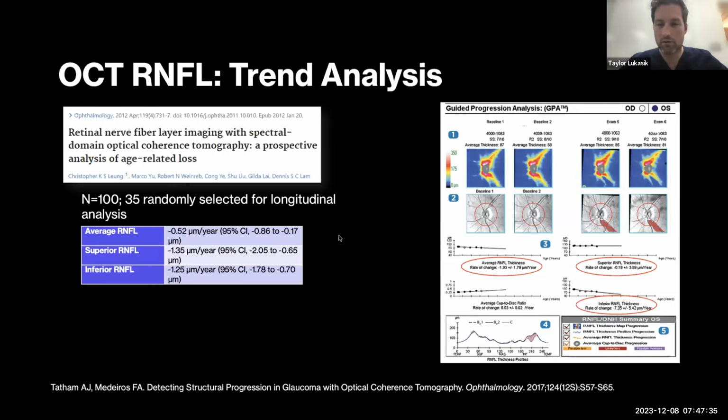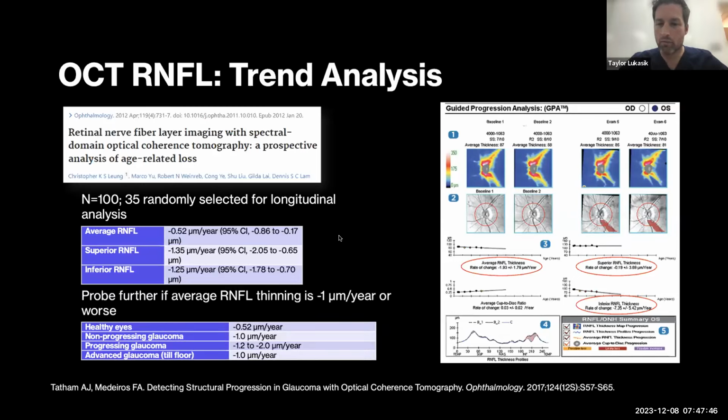Therefore, we should always look for focal thinning in the RNFL, like the inferior RNFL in this example. But we can look at the average RNFL and see if there's a greater than 1 micron loss to probe further to look for any of these focal defects. And we should also keep in mind that healthy eyes have 0.5 micron loss a year.